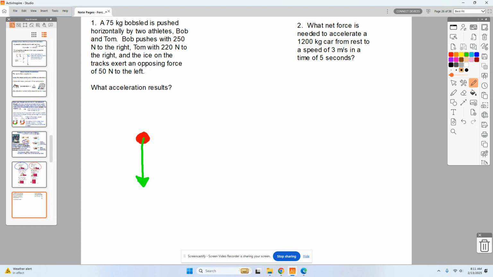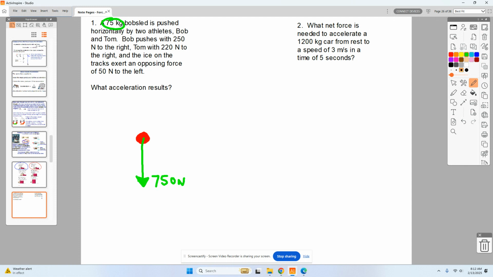That's how heavy it is. If we say g is 10 newtons per kilogram, and this is a 75 kilogram bobsled, how heavy is it? 750 newtons. So I would put on this thing a 750 newton weight force. And I know that because here on Earth, the Earth pulls on that object with a force of 10 newtons for every kilogram.